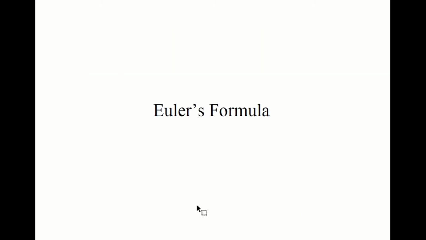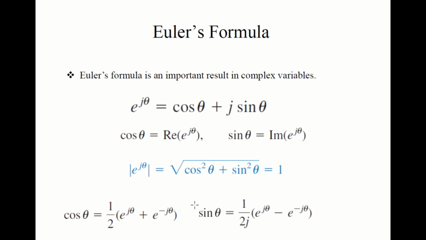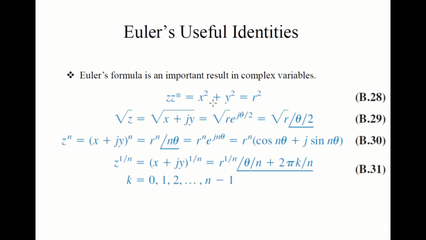Other than that, you also need to know Euler's formula. This is the Euler formula: e to the power of j theta equals cos theta plus j sin theta. From this equation, you can get other equations for complex variables. This is an example of it.